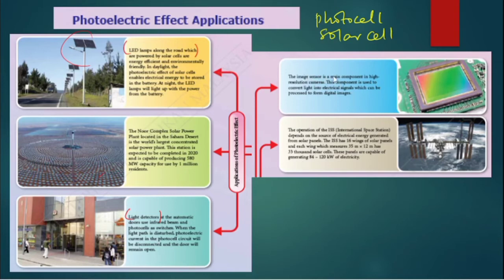The image sensor is a main component in a high-resolution camera. This component is used to convert light into an electrical signal, which can be processed to form digital images.